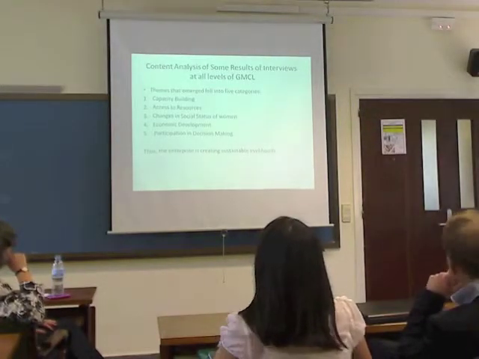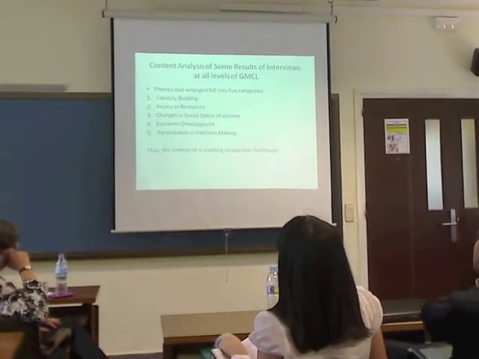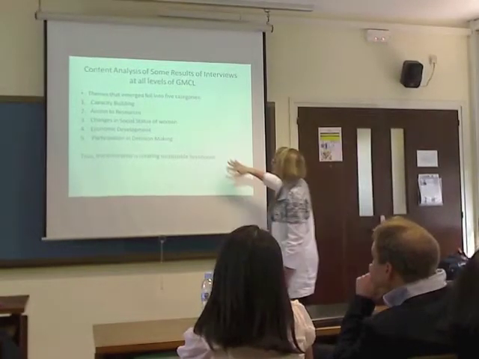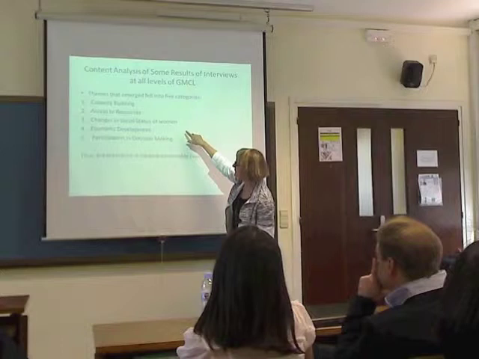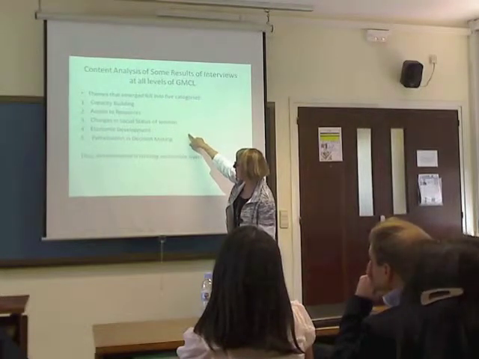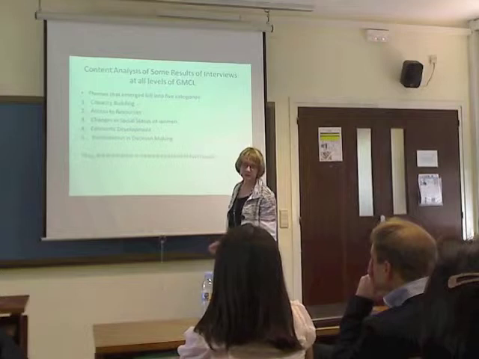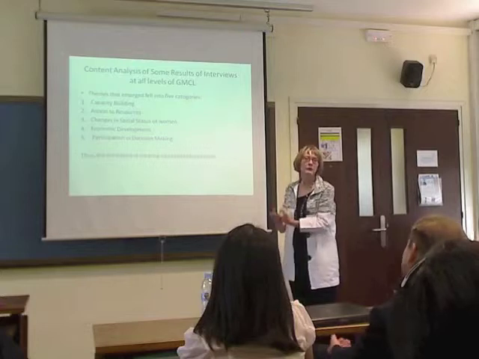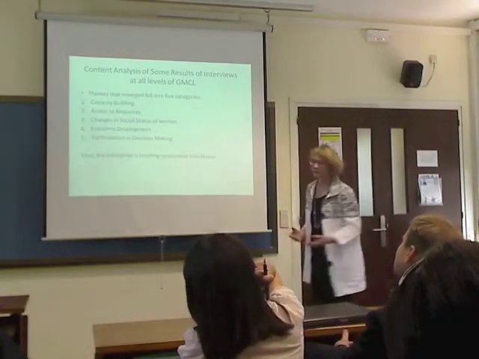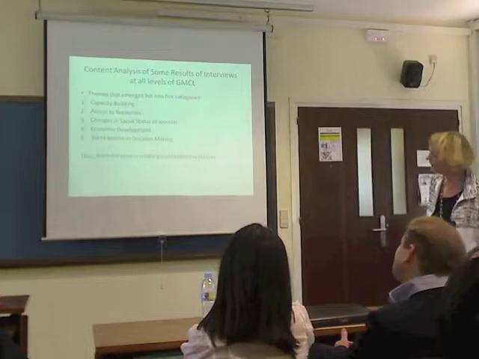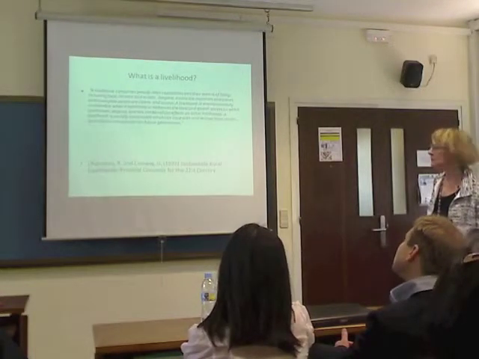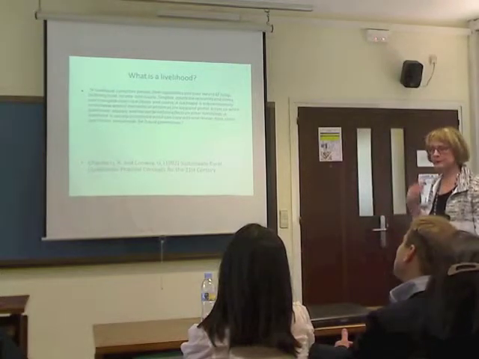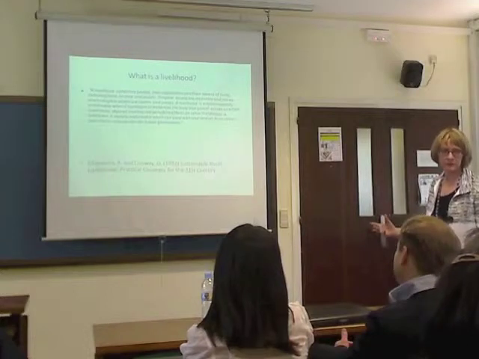So she did a content analysis of, I think, 68 interviews across the different areas of management, and these were the 5 categories that came up: capacity building, access to resources, changes in social status of women, economic development, and participation in decision making. These are what has come out of this endeavor, according to the people in the endeavor. And coincidentally enough, that's very close to what a livelihood is. It's creating livelihoods in these areas, and they're supported by management and technology and appropriate information.